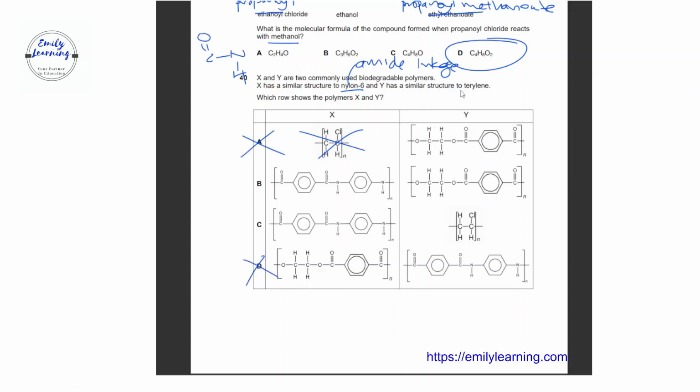Next, Y has a structure similar to pterylene. So pterylene has ester linkage. And ester linkage looks like this, COO. Okay, so you look at this, COO. Okay, correct. This one, amide linkage, so this is out. So the answer is B. So which row shows polymer X and Y? That will be row B, and the answer is B.